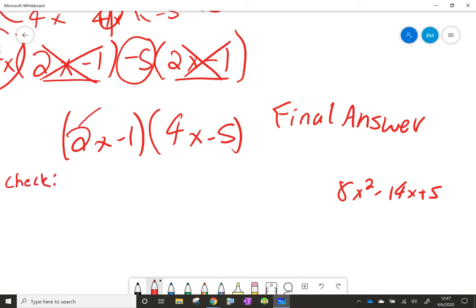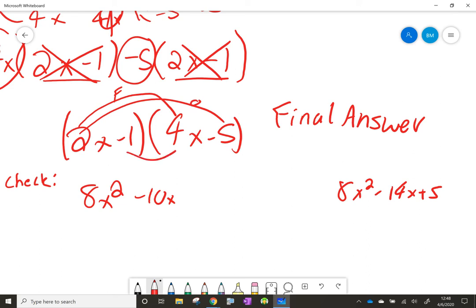So to check it, let's do 2x times 4x. 2 times 4 would be 8. x times x makes x squared. That's my outer. 2x times negative 5 is going to be negative 10x. My inner is negative 1 times 4x, which would be negative 4x. And my last would be negative 1 times negative 5, which is a positive 5.